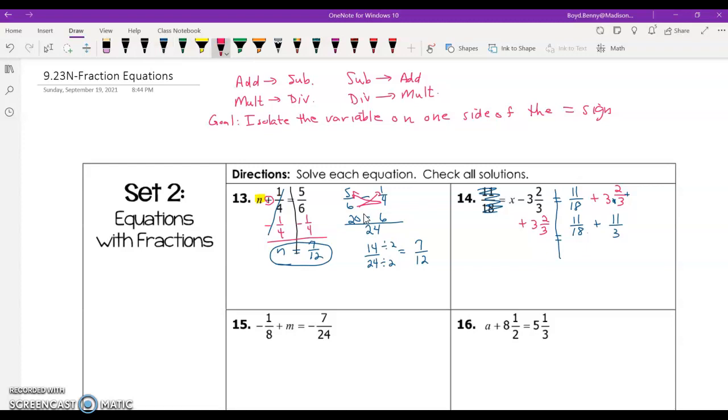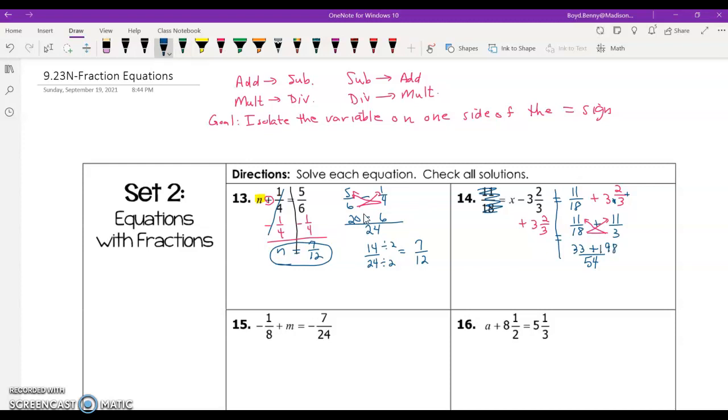Multiply the 18 times 3. That's going to give us a common denominator of 54. Then we're going to multiply the 3 times 11. That's going to give us a numerator of 33 for this side. And then we'll multiply the 18 times 11, which will give us 198.